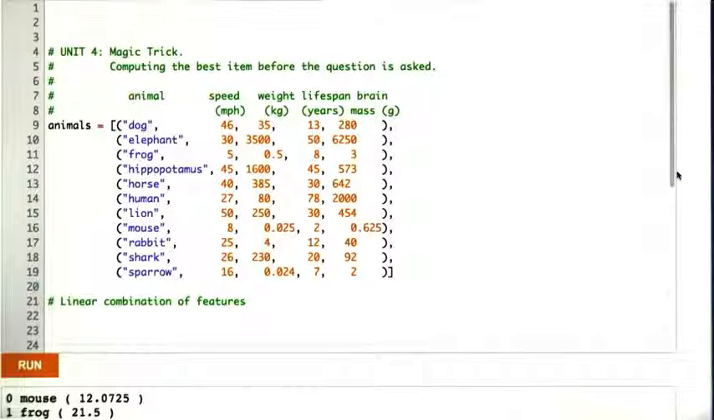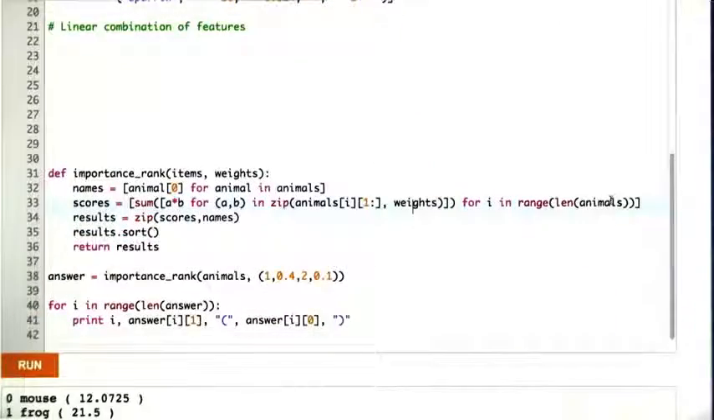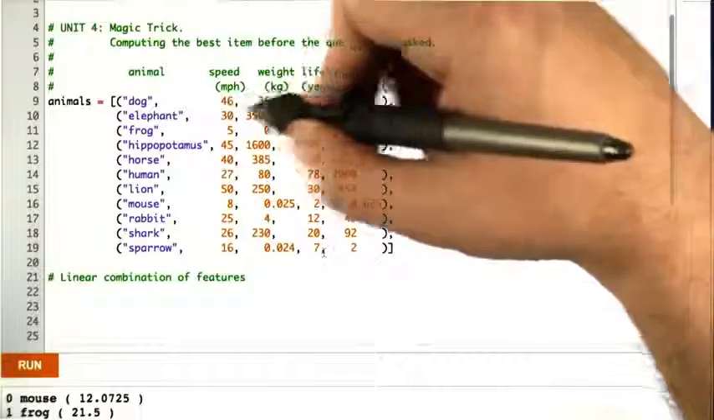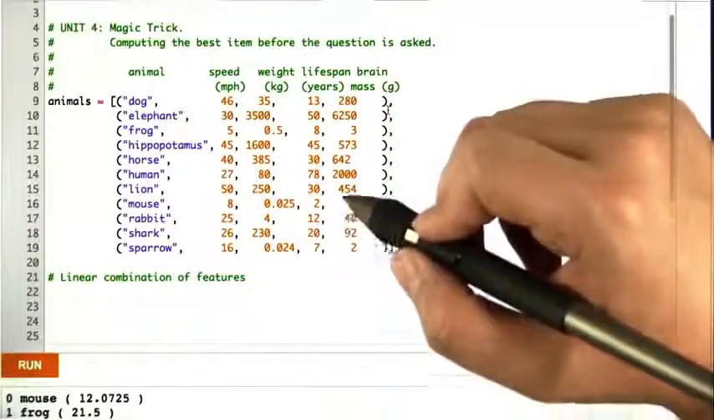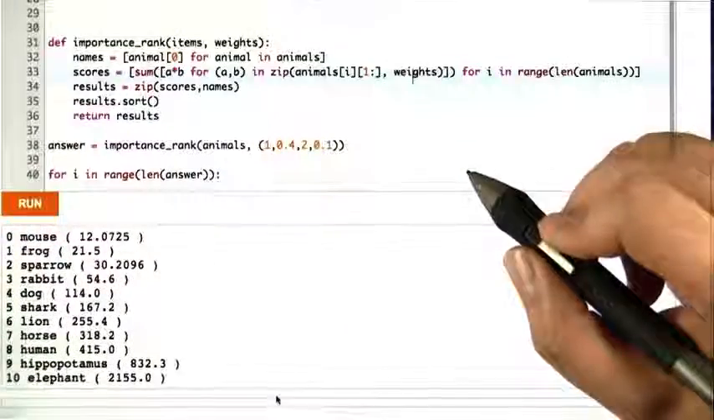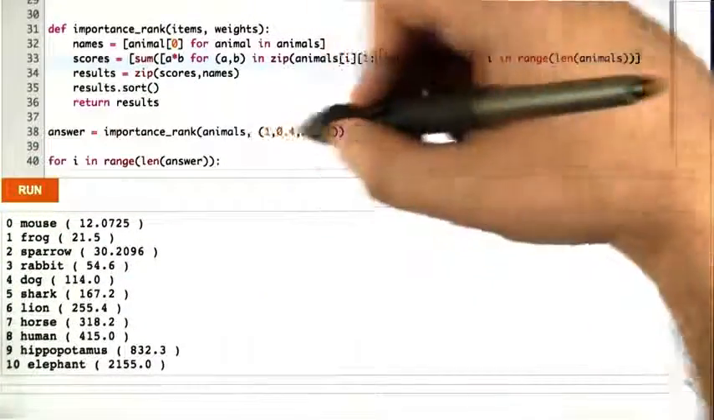There wasn't anything tricky about the code itself. It really is literally doing what I said, which is taking the weights that you give it, multiplying them by the feature values for each of the animals, computing a score, and then sorting. So here's what happened when I gave it the values that I just had in the code here.